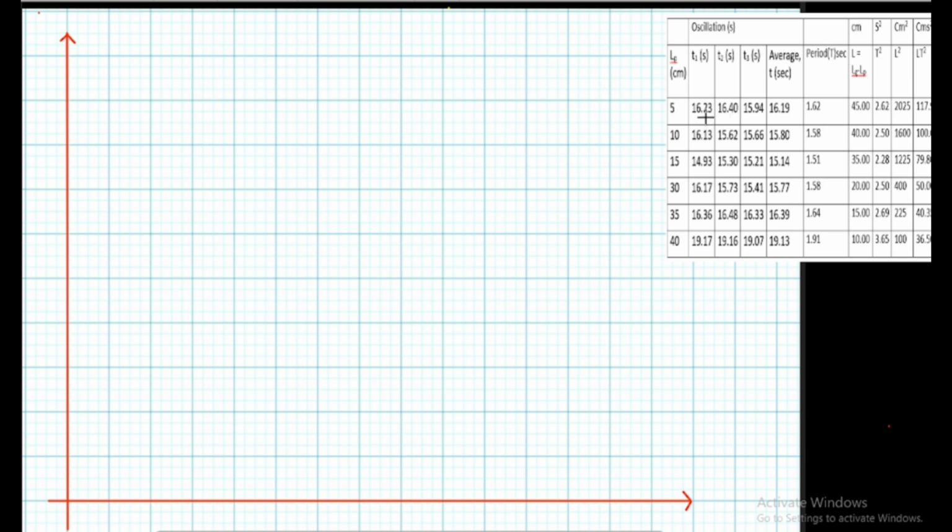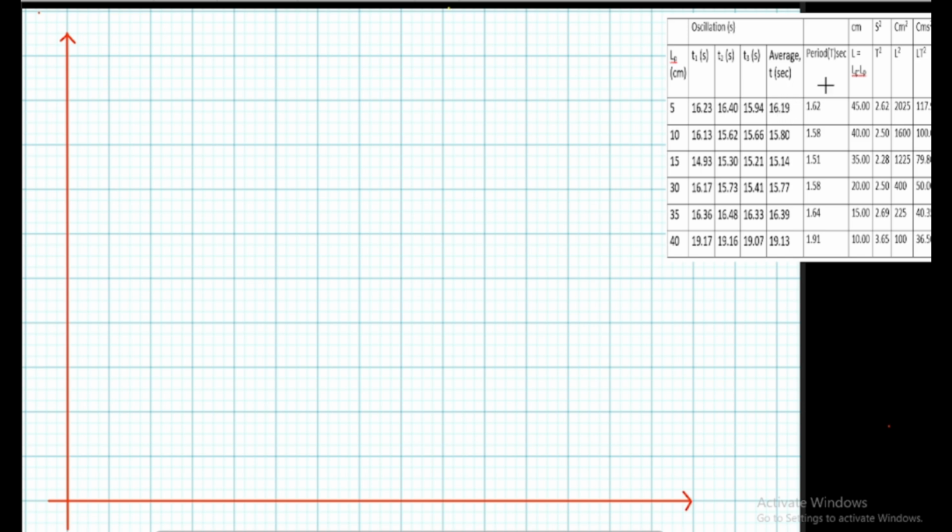So you carry out oscillations, you record the time, and you carry out the experiment again at position 5 or length 5, record the time for 10 oscillations like that, and then you do it 3 times and you take the average. That's this plus this plus this divided by 3. That will give you 16.19.